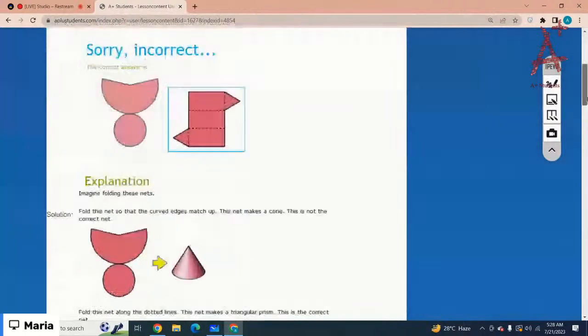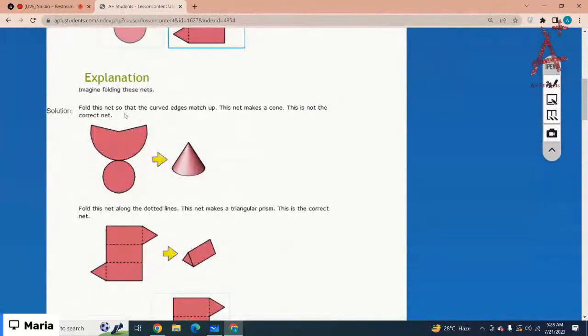This one: fold this net so that the curved edges match up. This net makes a cone. This is not the correct one. Now fold the net along the dotted lines. This net makes a triangular prism. This is the correct net. Got it?